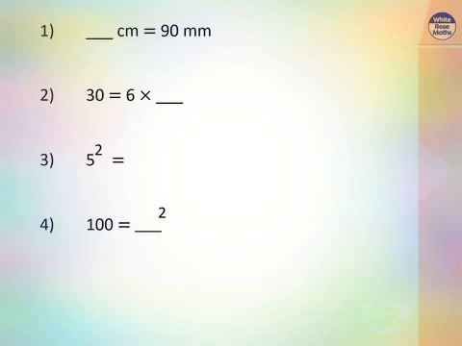Here are the answers. Number 1. 9 centimetres is equal to 90 millimetres because we know that there are 10 millimetres in 1 centimetre. Number 2. 30 is equal to 6 multiplied by 5. Number 3, we've got a squaring question. 5 squared is equal to 25. And number 4, 100 is what squared? Well, we know 10 times 10 is 100, so 10 squared is equal to 100. So the answer there is 10.